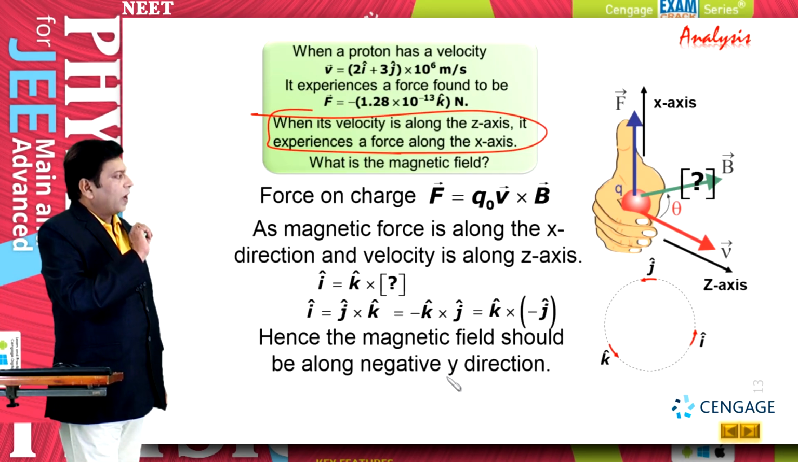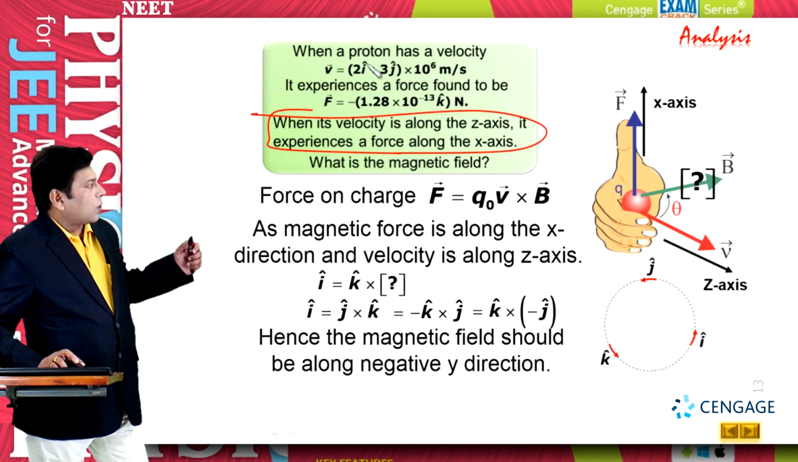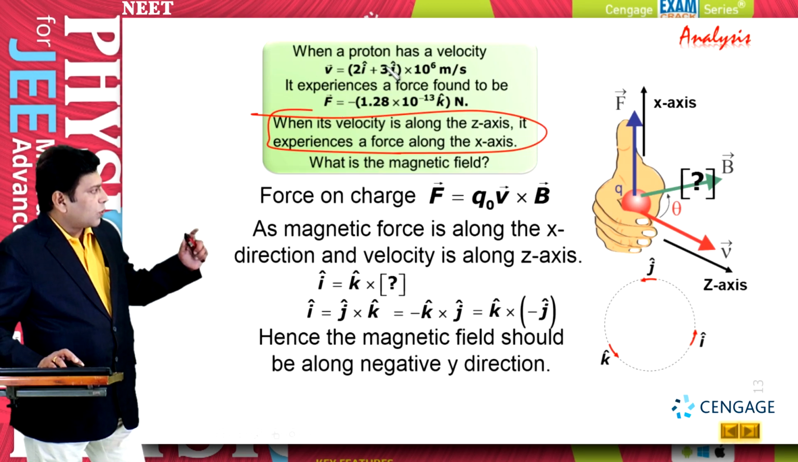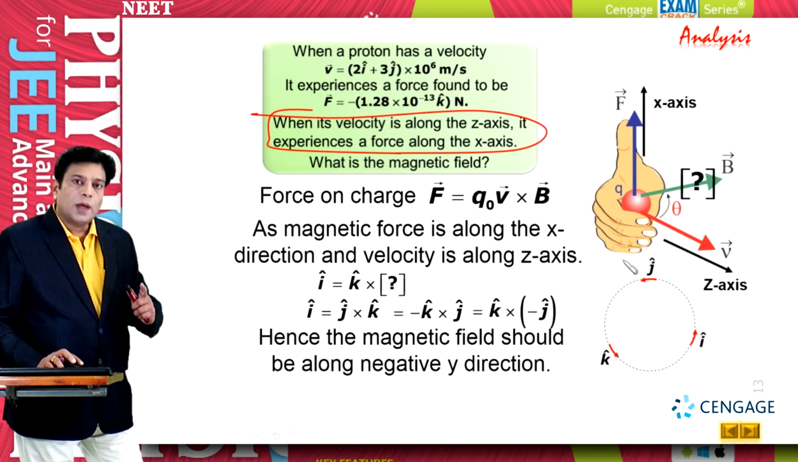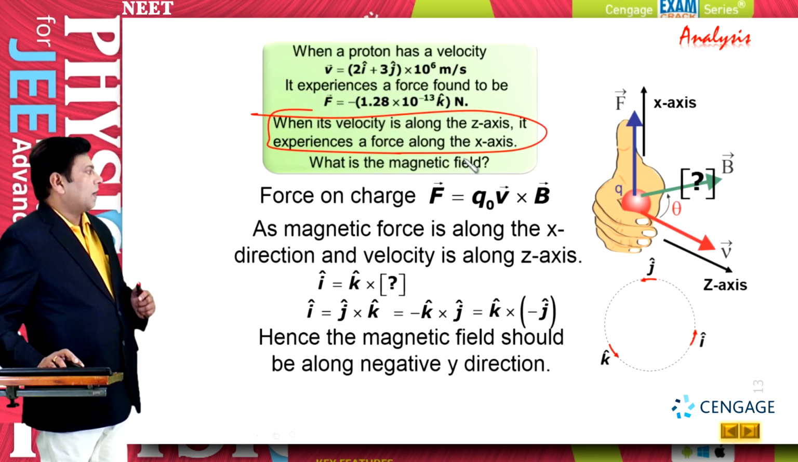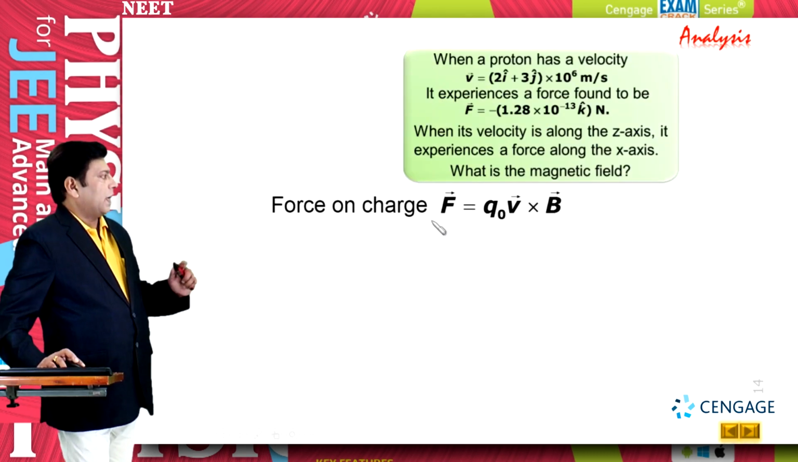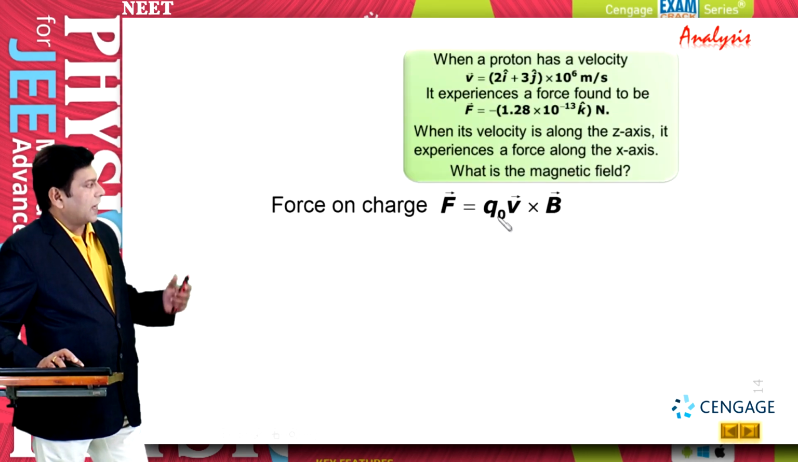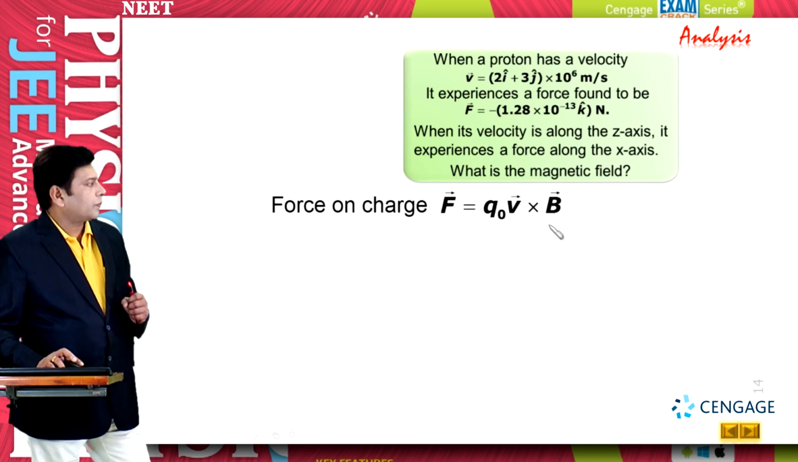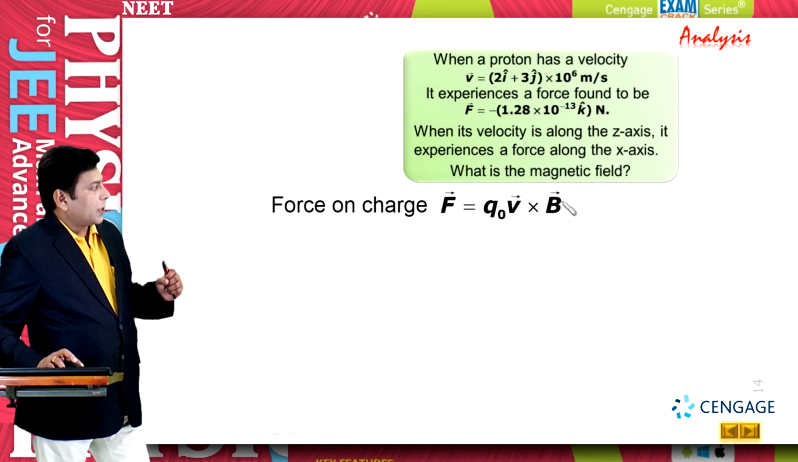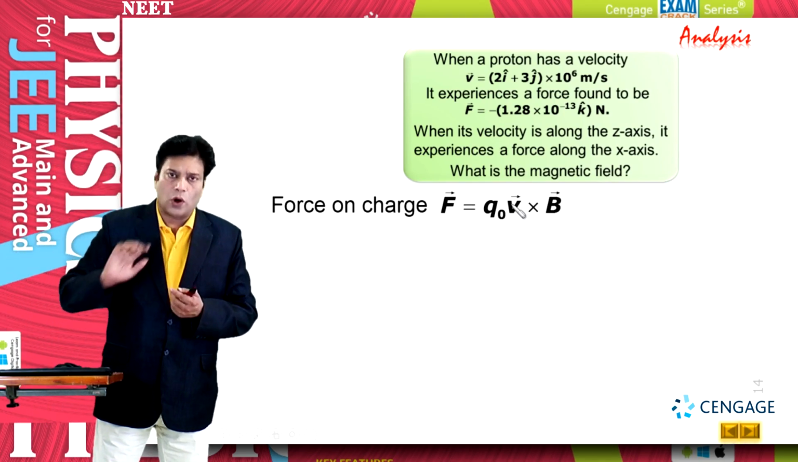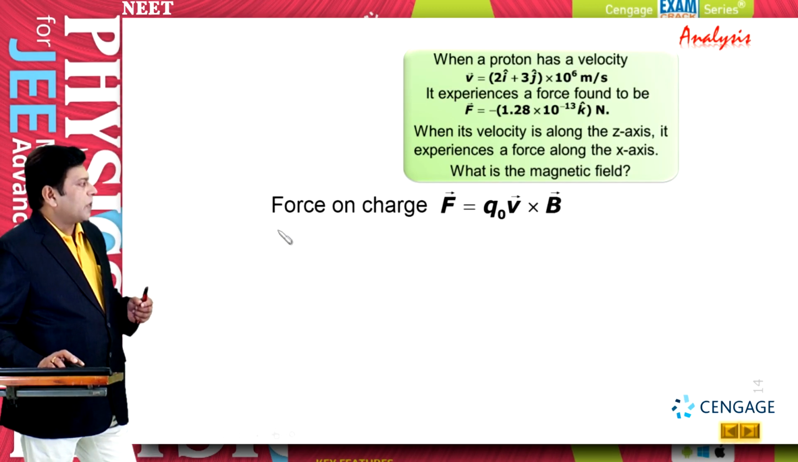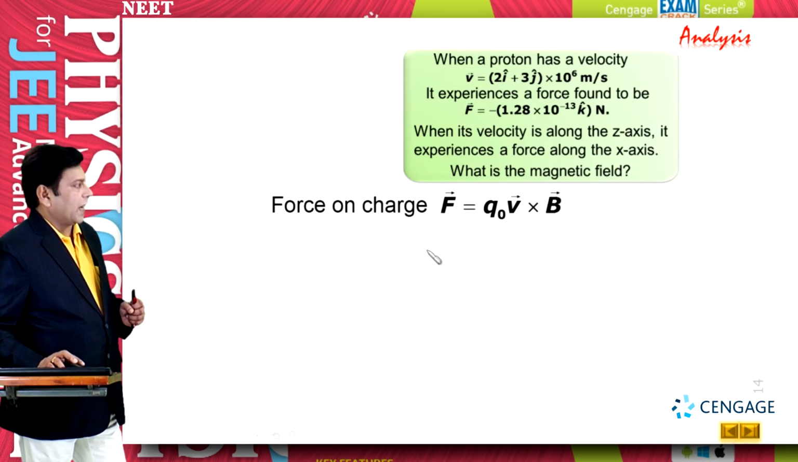Now we need to calculate the magnitude, and you can observe here in the first statement, that is about the velocity and force, the magnitude of the velocity and force is given. Using this relation, we can get the magnitude of the magnetic field. So let us write this expression again. That is the expression for the force, that is Q naught V cross B. Now we got the direction of B. Now let us assume the magnitude of the magnetic field equal to B naught. So this unknown vector B equal to minus B naught j cap.